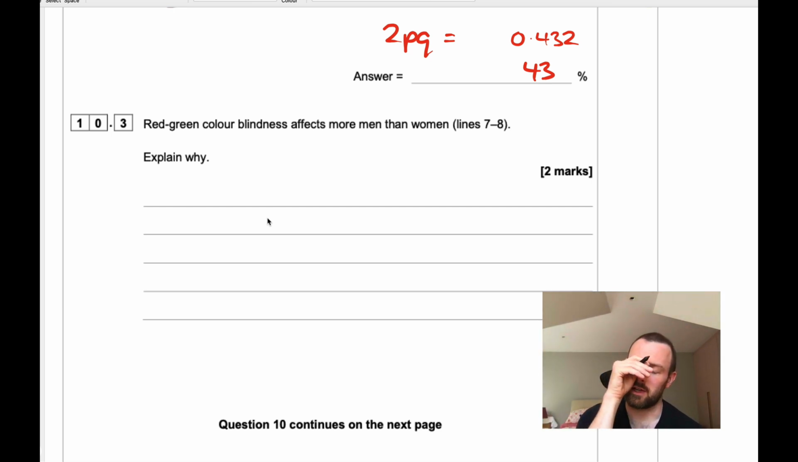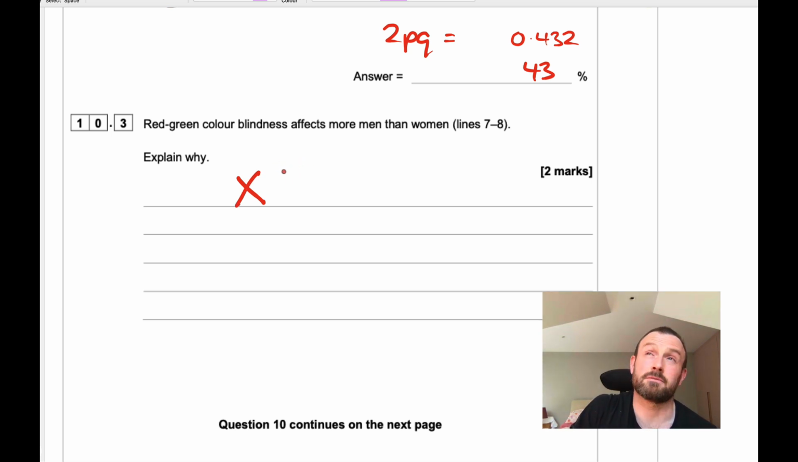So, okay, let me start again. This is a sex-linked condition, which means that the gene is on the X chromosome. As men only have 1 X chromosome, if they inherit that 1 X chromosome with a faulty copy of the allele, they've got it. Whereas women need to inherit 2 X chromosomes, each with a faulty copy of the allele. I'll draw this out. It's easier for me to draw it than to explain it.